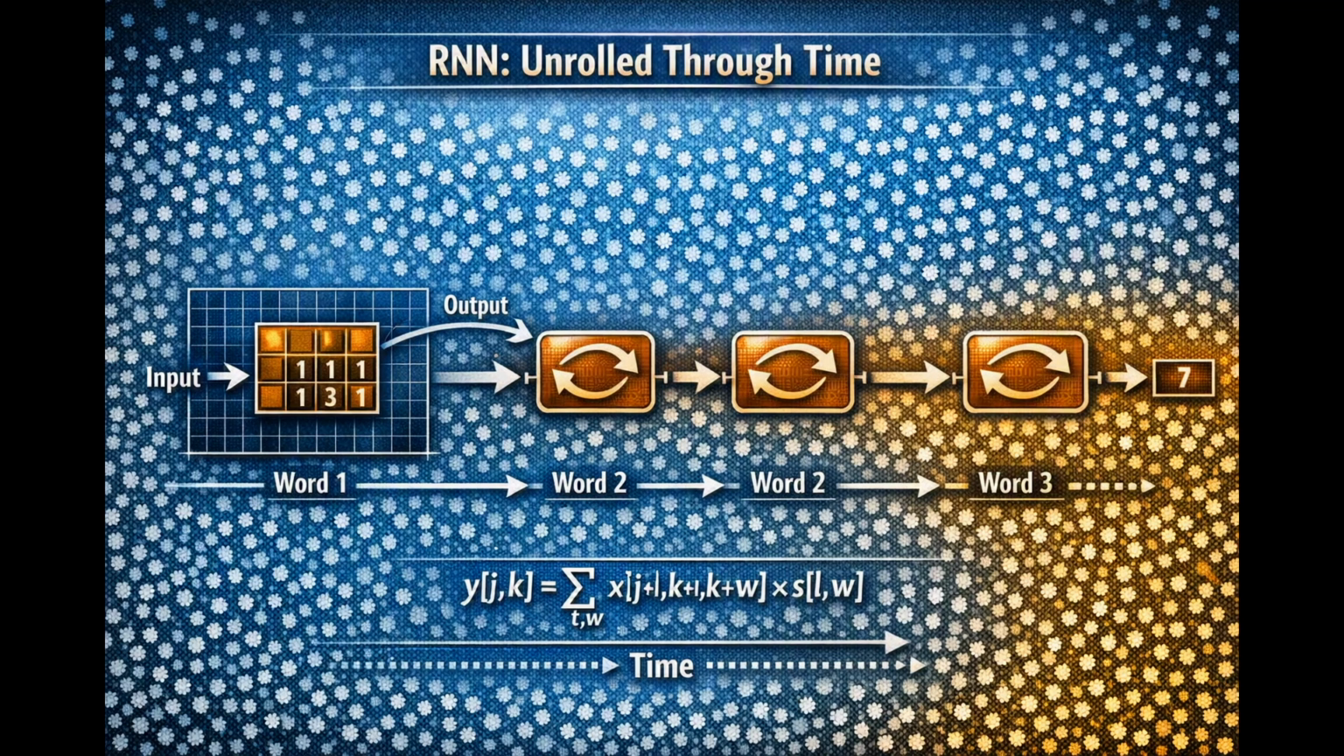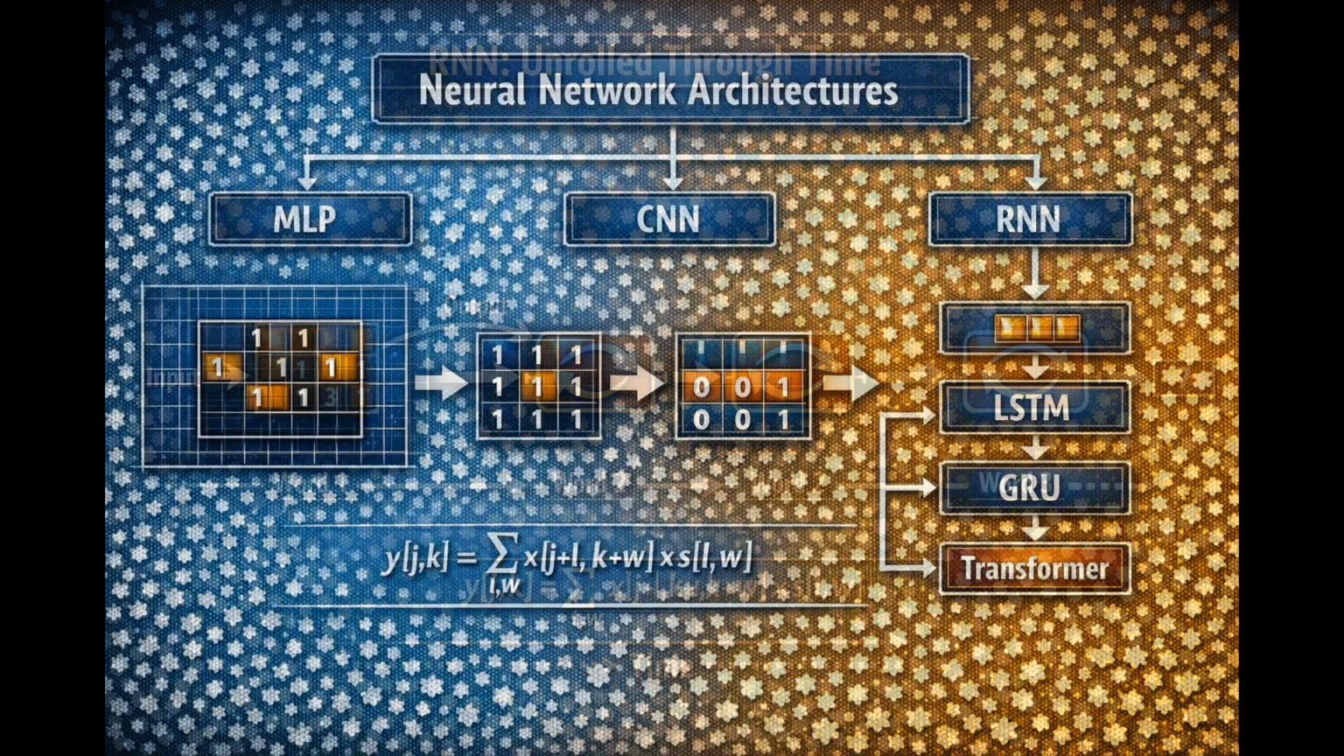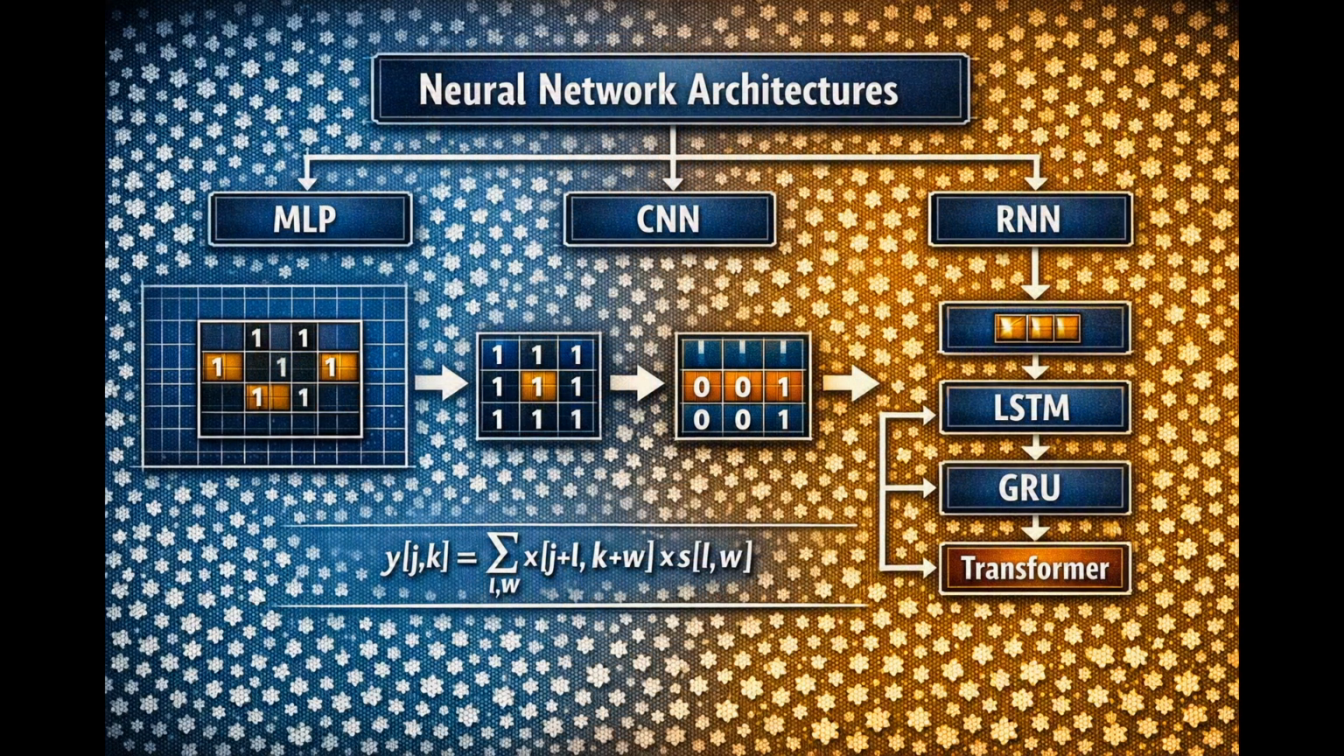Unlike MLPs and CNNs, which process each input independently, RNNs have a kind of memory. Some of their outputs get fed back into the network and combined with future inputs, allowing the model to carry context forward through a sequence. RNNs have inspired several important variations, including long short-term memory cells, gated recurrent units, and transformers, the architecture behind many of today's large language models. We'll dedicate an entire future video to exploring these sequence-based architectures in depth.